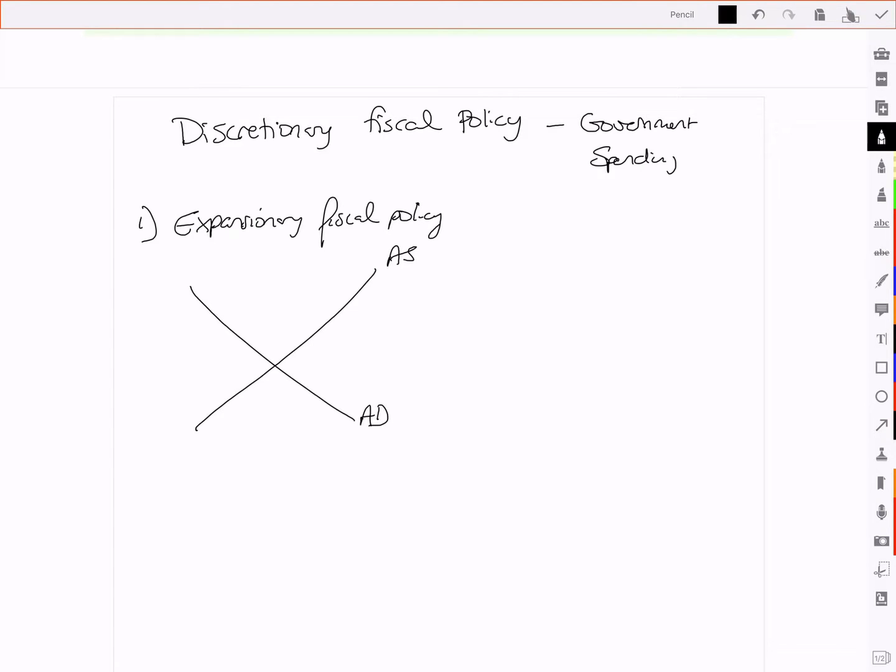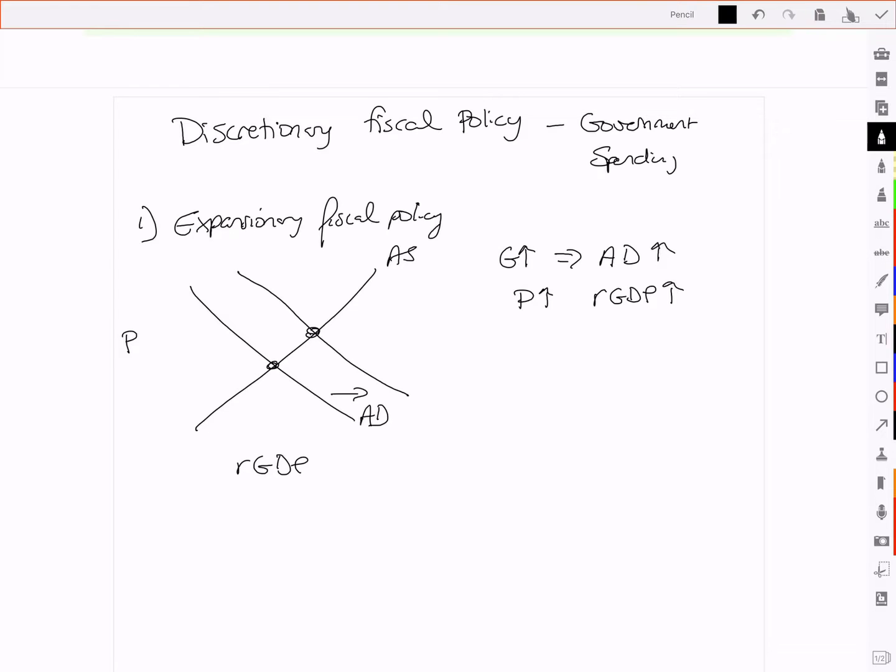So expansionary fiscal policy is when government spending increases. When government spending increases, remember government spending is part of aggregate expenditures, C plus I plus G plus X minus IM. So when government spending increases, aggregate demand increases, which is a shift to the right. Okay? And when aggregate demand increases, it's going to make prices go up, and real GDP, remember this is price levels here, this is real GDP down here. So prices will go up and real GDP will increase.